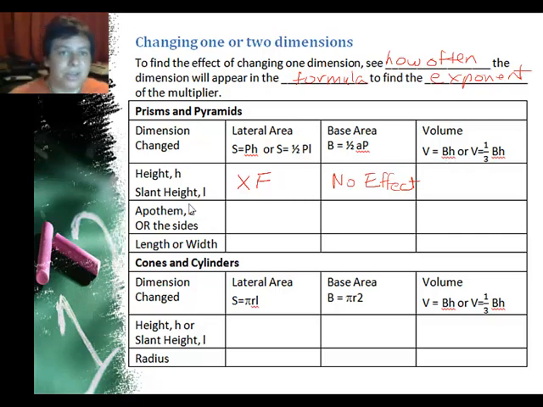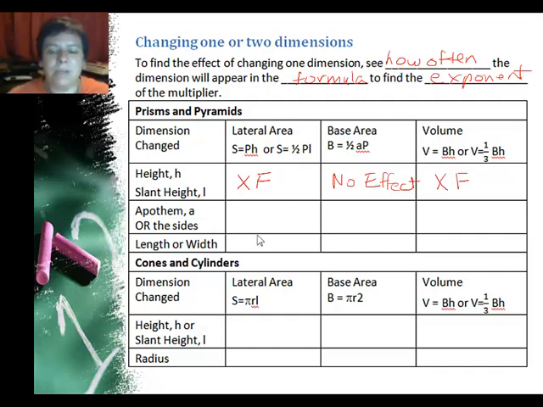Volume, slant height and height, well, actually height and slant height are related. So if the slant height changes, the height changes. Then if I increase the height, the volume will change by that factor. It only shows up once, so my exponent is a 1. I don't have to write exponents, so I just say times the factor.